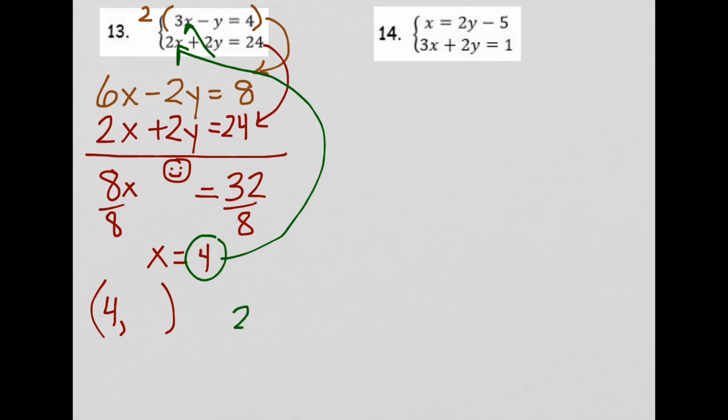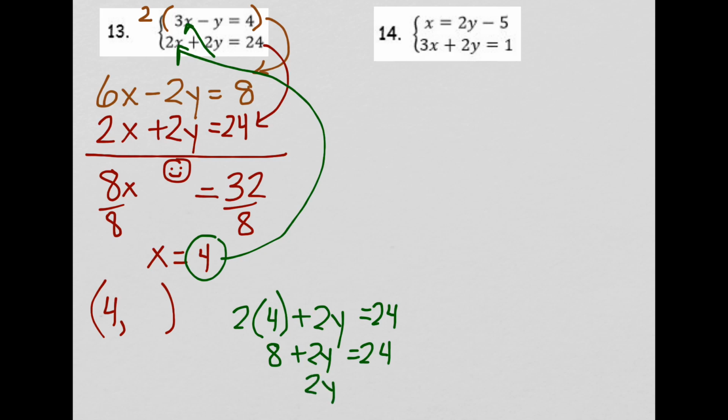So I'm going to do 2 times 4, because x is 4, plus 2y equals 24. 2 times 4 is 8, plus 2y equals 24. Subtract 8 from both sides, I get that 2y equals 16, so divide both sides by 2, and y must be 8. Okay, I skipped a few steps on that. If you need to work it out using more steps, go ahead, but make sure you can get 8 out for y. And now I've found the solution to that system of equations.